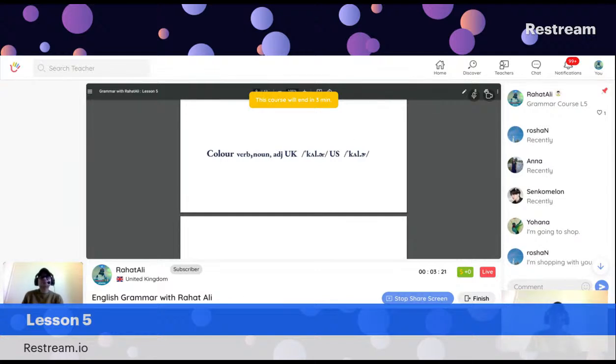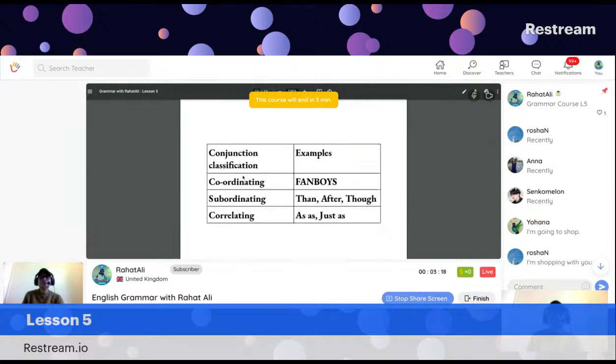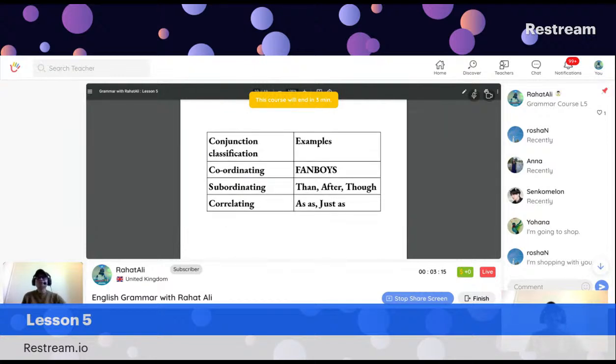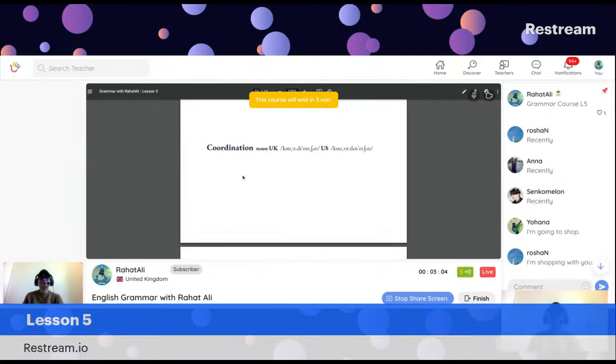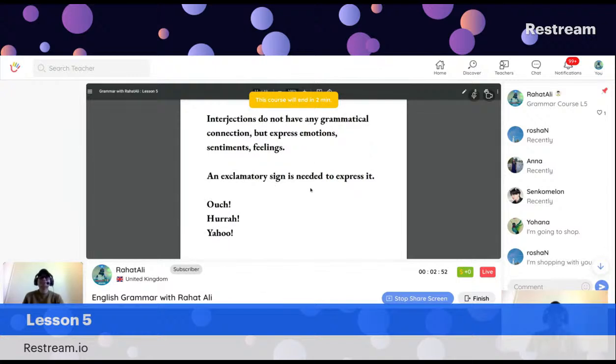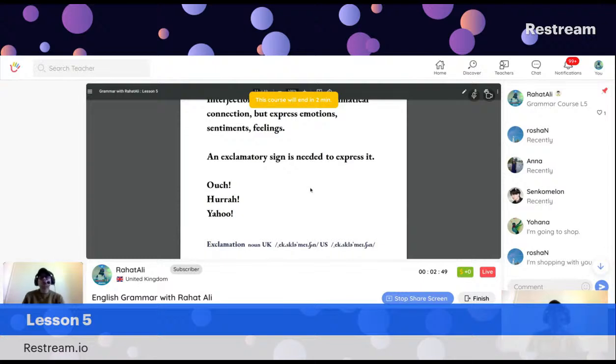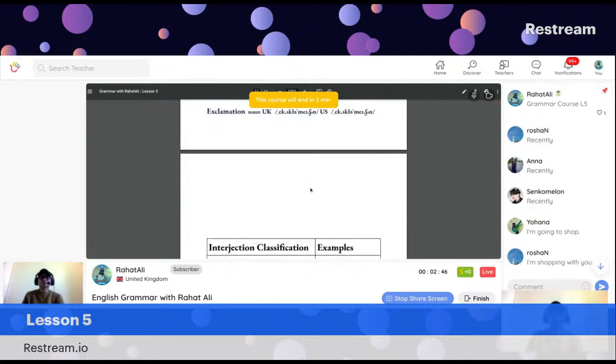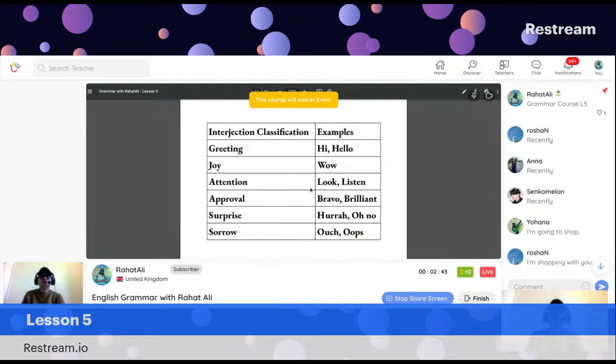All right. So let's move quickly. Conjunction like FANBOYS, remember? Common conjunctions: for, and, nor, but, or, yet, so. Subordinating: then, after, and correlating: as, just as, as well as, etc. Interjections are actually those words which do not have grammatical connection but express our emotions, sometimes feelings, sentiments, like ouch, hurrah, yahoo. And these are the common interjections we use: greeting, joy, attention.